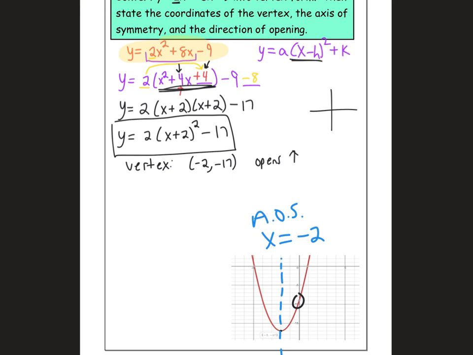And again, that process of deciding what to put here is called completing the square. Okay, all right.